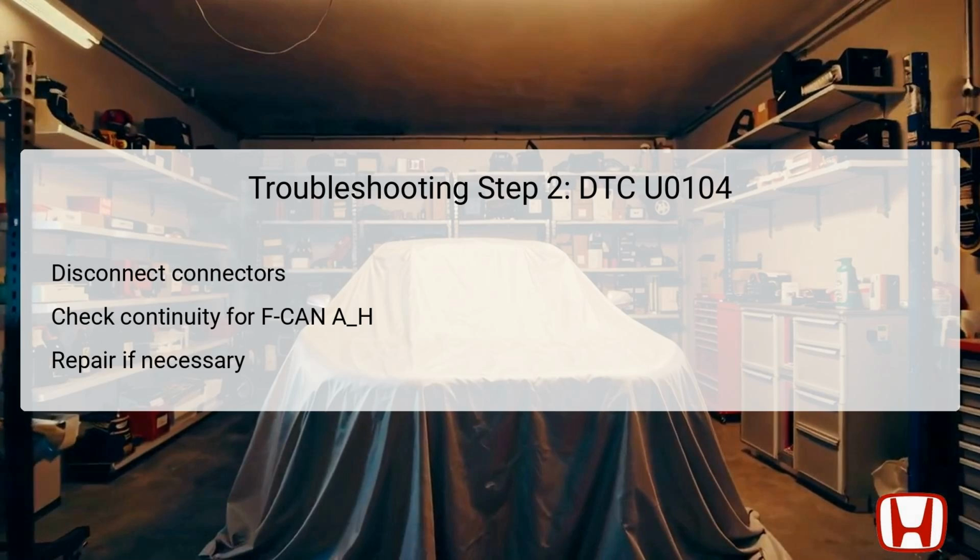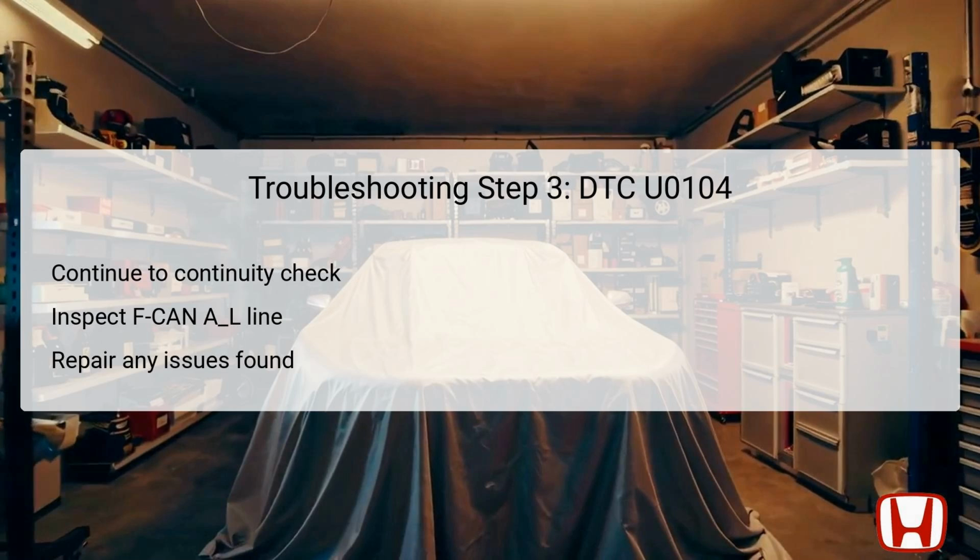You will then check for continuity between the multi-purpose camera unit connector, specifically pin number 2, and the TCM connector, pin number 34. If continuity is confirmed, it indicates that the FCAN AH wire is functioning correctly, and you can proceed to the next step. If there is no continuity, an open in the wire is likely present, and repairs must be made accordingly.